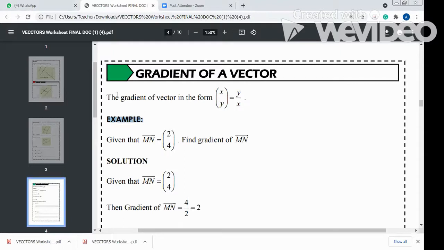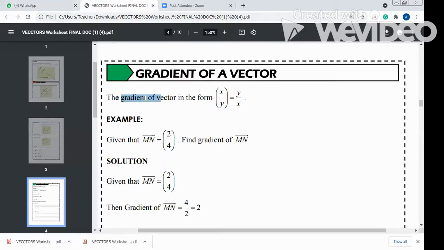And gradient, most of you are in the subject class. What does gradient mean, class? Anybody remembers? Gradient is a measure of how steep a line is. And I said that gradient can be positive or gradient can be what? Negative. If the gradient is positive, the line will fall to the right. Otherwise, it will fall to the left.